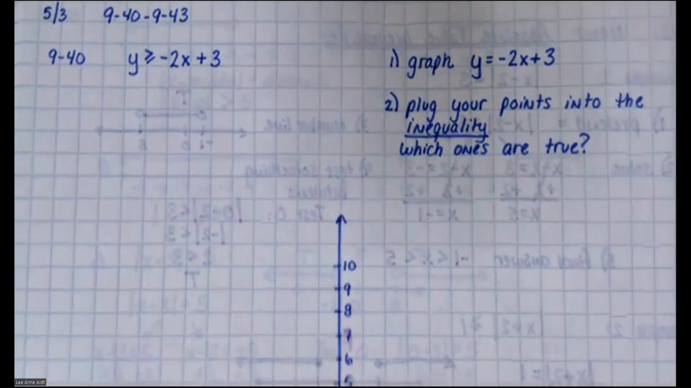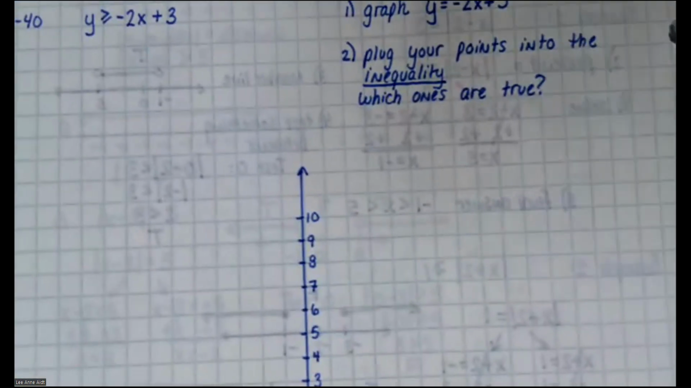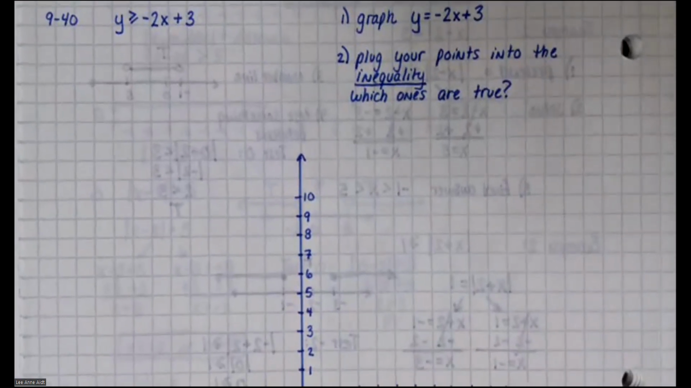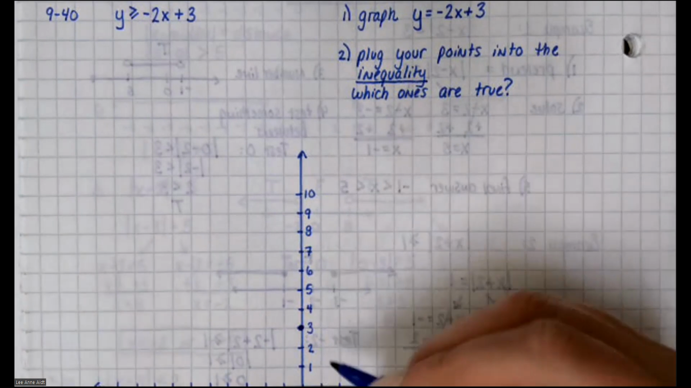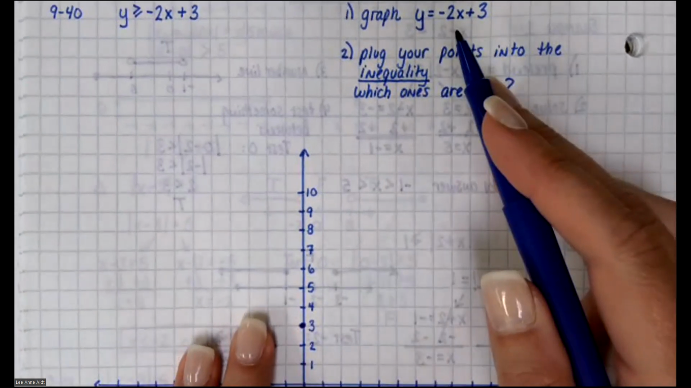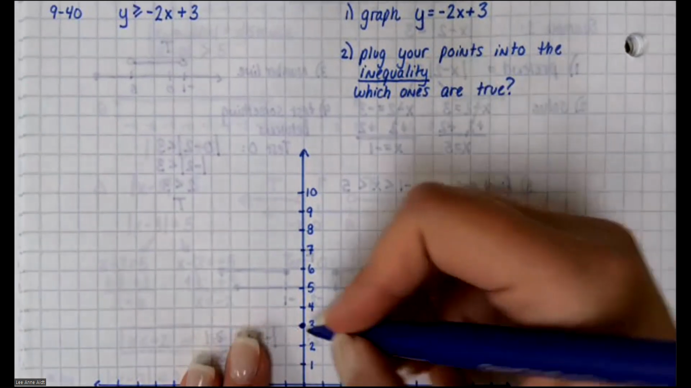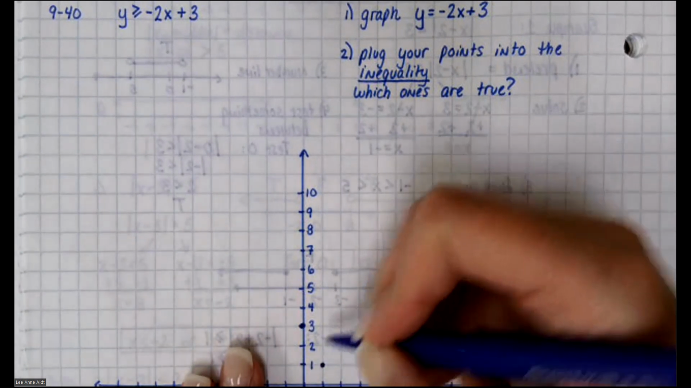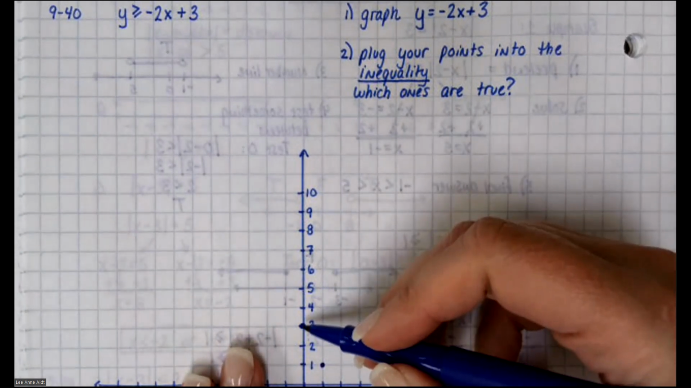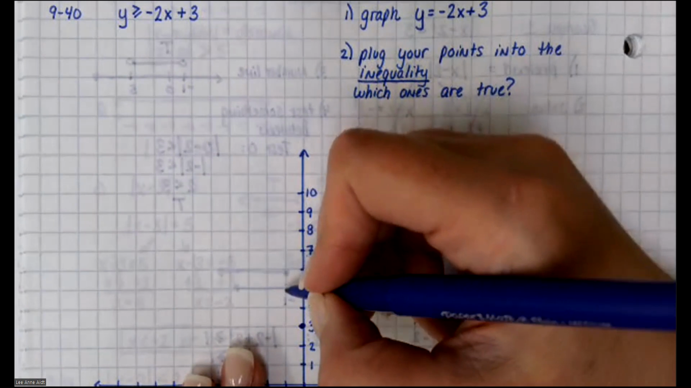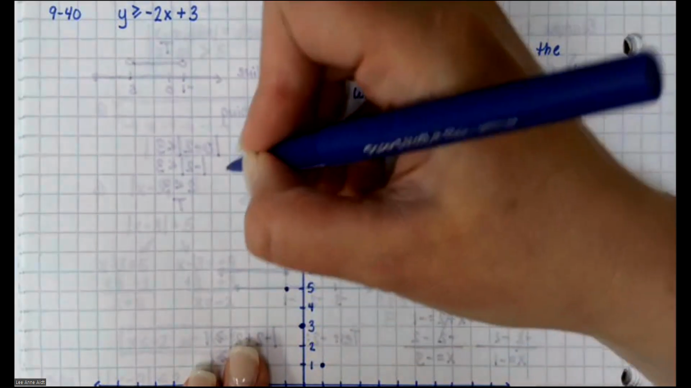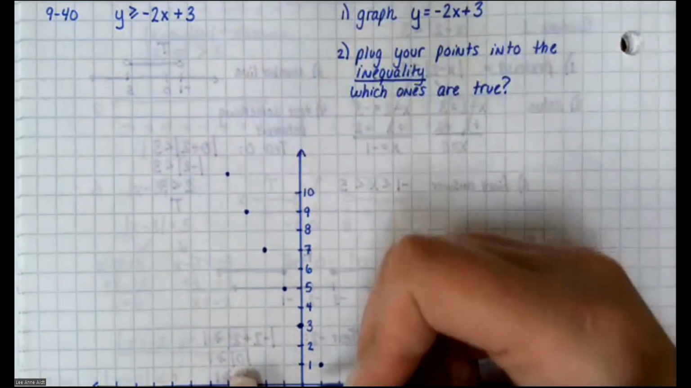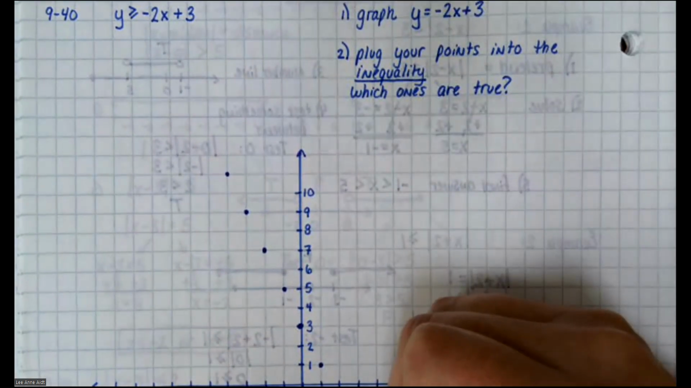I'm going to start with the y-intercept of 3. I'm going to go up 3 for my y-intercept. And then the slope is negative 2, which means I go down 2 over 1. So I'm up 3 and then go down 2 over 1 and continue this pattern. So backtrack it and forward track it.